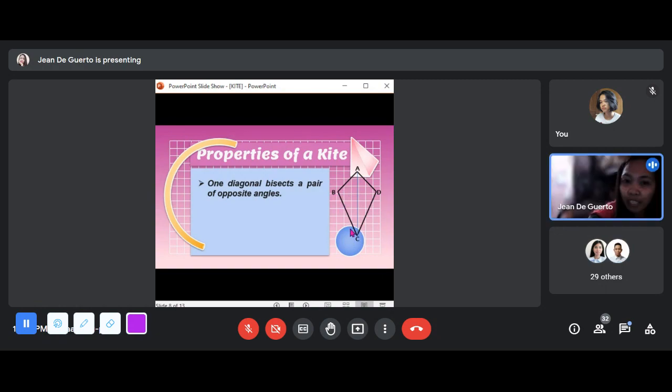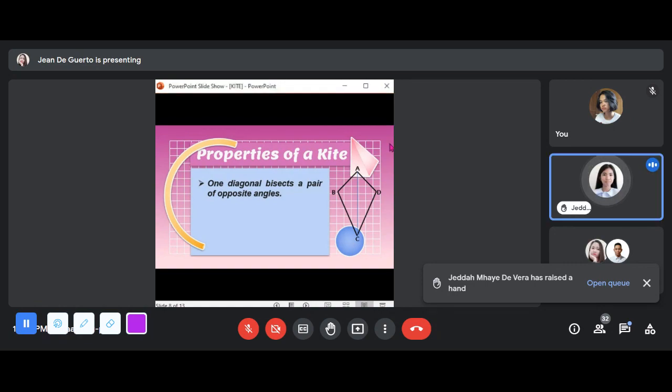So angle BCA will have a measure. Just this angle, this angle only, angle BCA. Just angle BCA. Jeddah. Ma'am, 40. Yes, that is 40.